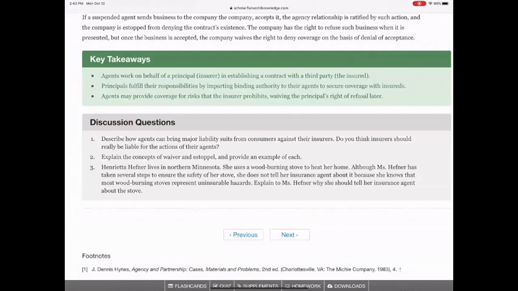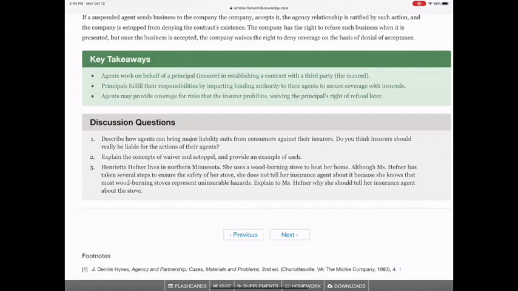Number one, describe how agents can bring major liability suits from consumers against their insurers. Do you think insurers should be liable for the actions of their agents? I don't love the way that this question is worded. What it's essentially saying is, how can agents really mess things up for the insurance companies that they work for? What can they do to bring on lawsuits to an insurance company?